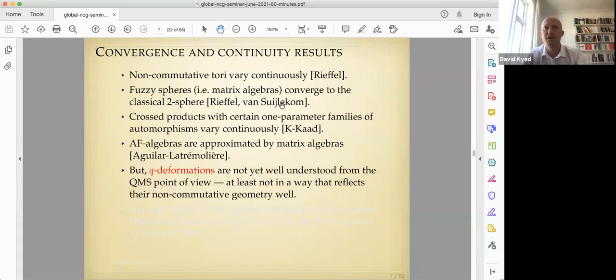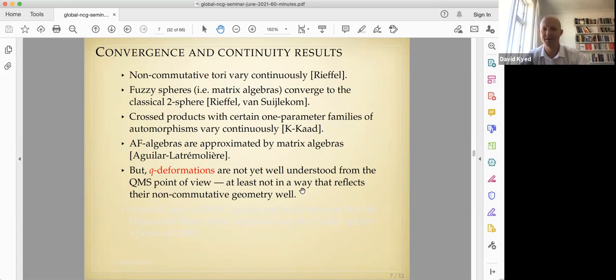However, in non-commutative geometry, some of the most basic objects are these q-deformed spaces, and they seem to be less well understood from the quantum metric point of view, at least in a way that reflects the non-commutative geometry. Maybe I should pause for a second and explain what I mean by this, because this is a question that arises quite often in this topic, namely, what is a good quantum metric structure?